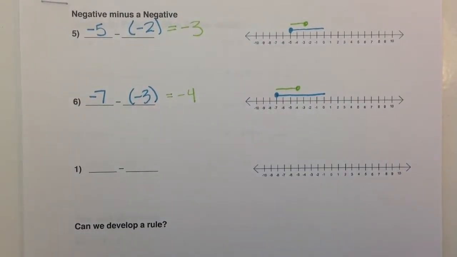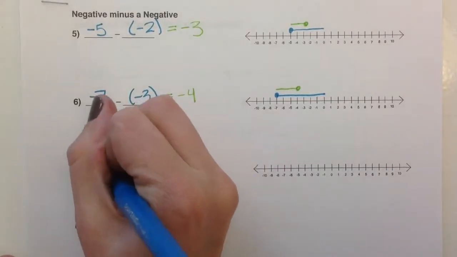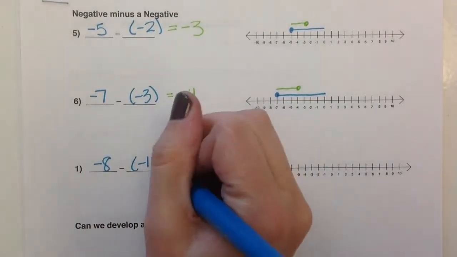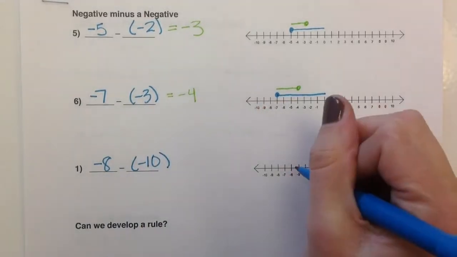And last one, negative 8 minus negative 10. So we start at negative 8.